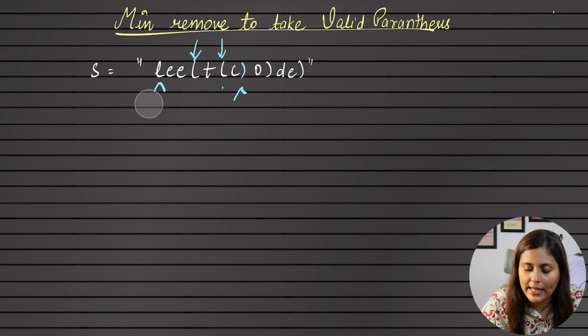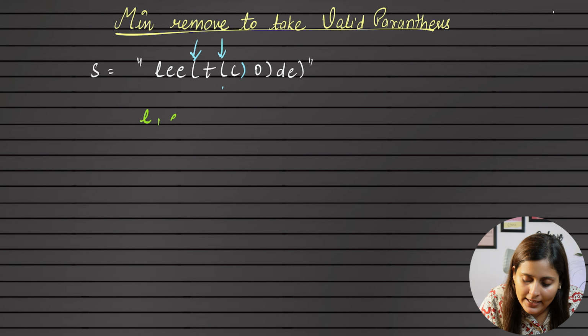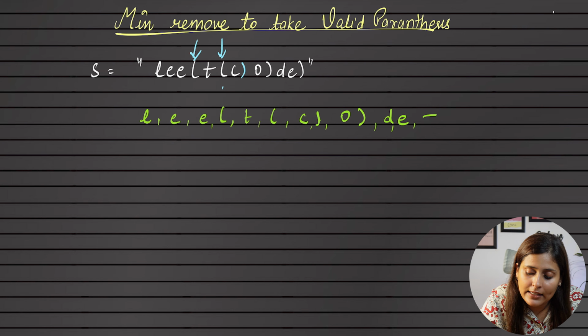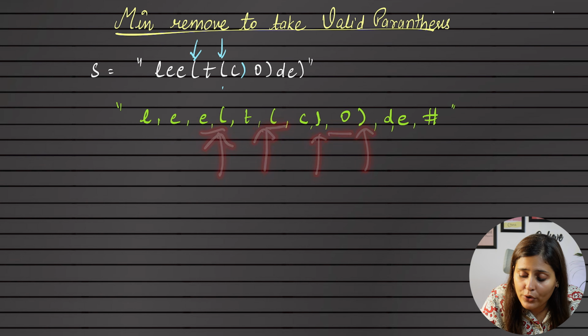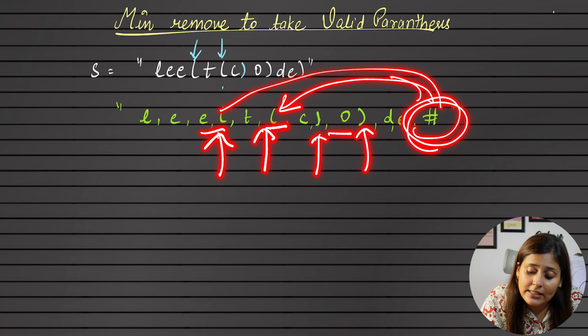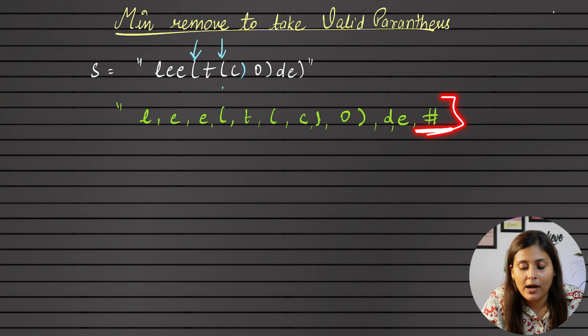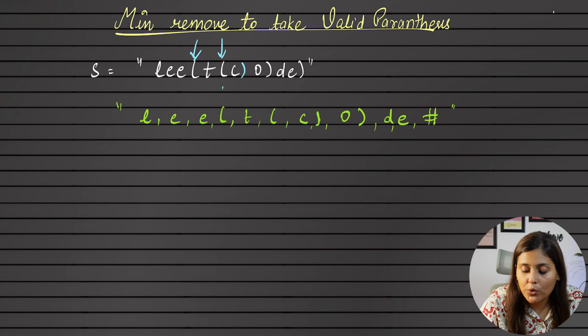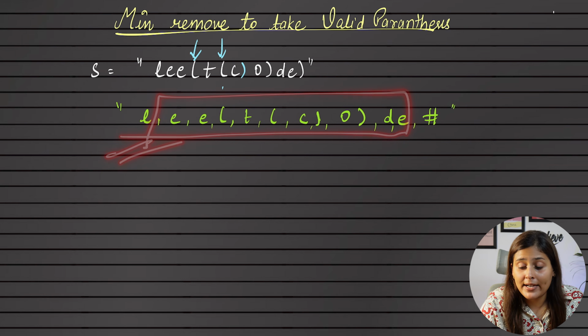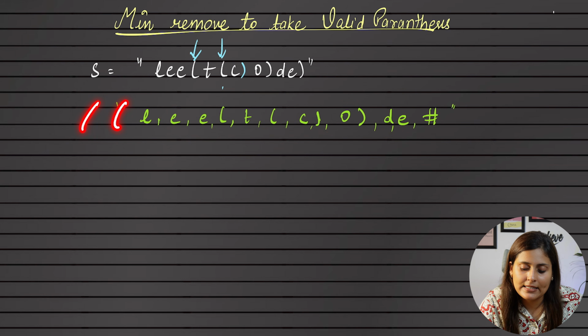Once done, which will definitely take O(n) time complexity, I am done with that. Let me show you how that will look. If you are choosing this, we will have L, E, E, open bracket, T, open bracket, C, closing bracket, O, closing bracket, D, E, and hashtag. Why? Because for these two closing brackets, we have considered open brackets. For the last one, we are not left with any open brackets, so hence we will mark this with hashtag, correct? Now though we can say yes, it is valid, what if we had extra open brackets? Definitely we don't want to take those.